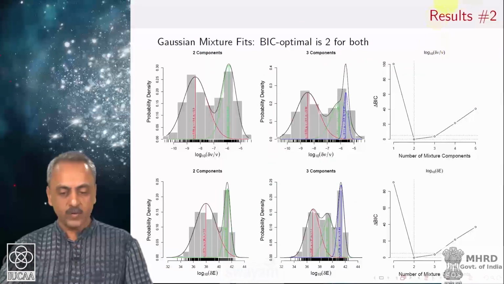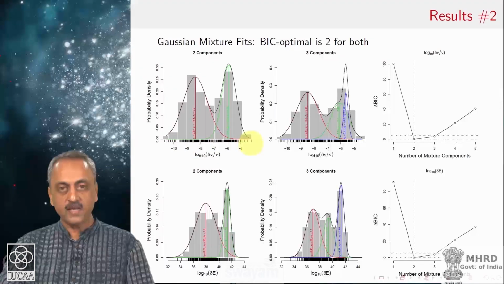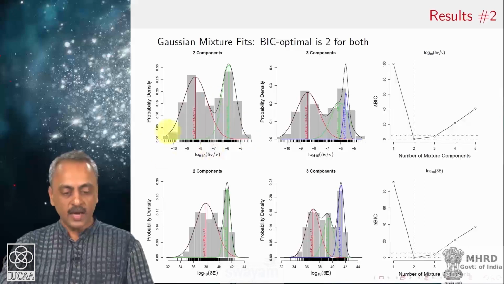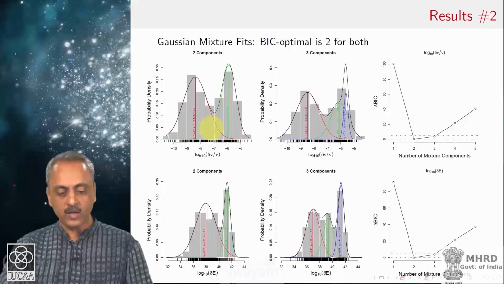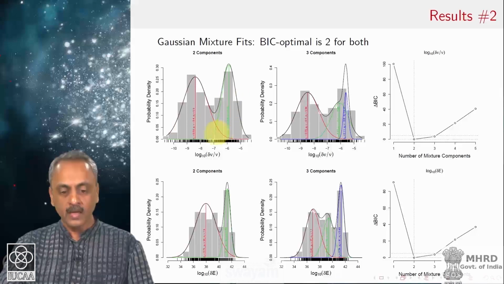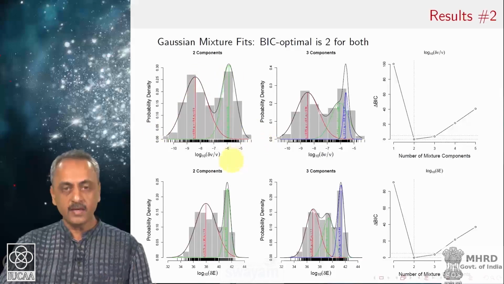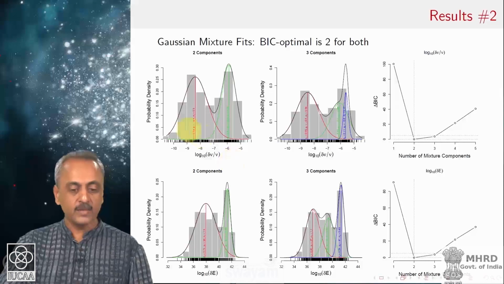Going to the results, this is what we get. The black ticks are the data. For reference, I have also included the histogram as the gray bars, and what you see here, the two colored curves red and green are the fitted Gaussians, and together when you add them up you get this black curve which is the estimated mixture density with 2 components.